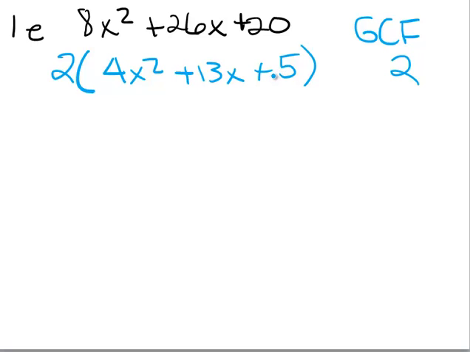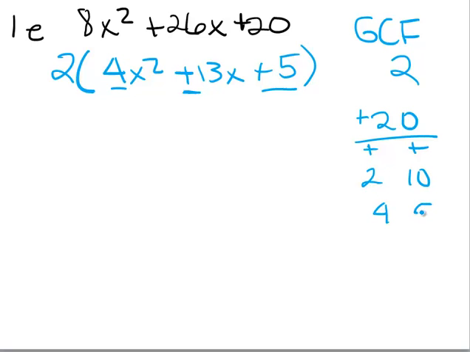And this one I'm going to do mechanically. I don't have the intuitive powers to do it. So 4 times 5 is 20. It's positive. This inner sign is positive as well, so both of my factors will be positive. So I'm looking for factors of 20 that add up to 13. So let's see, 2 and 10, not 3, 4 and 5.